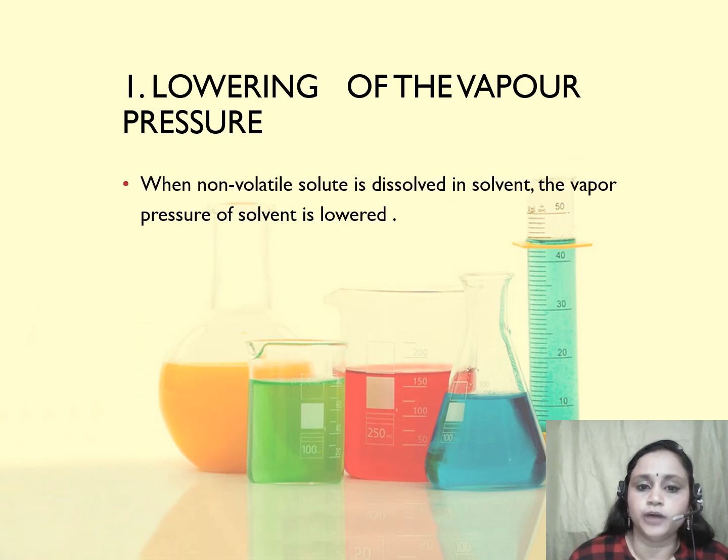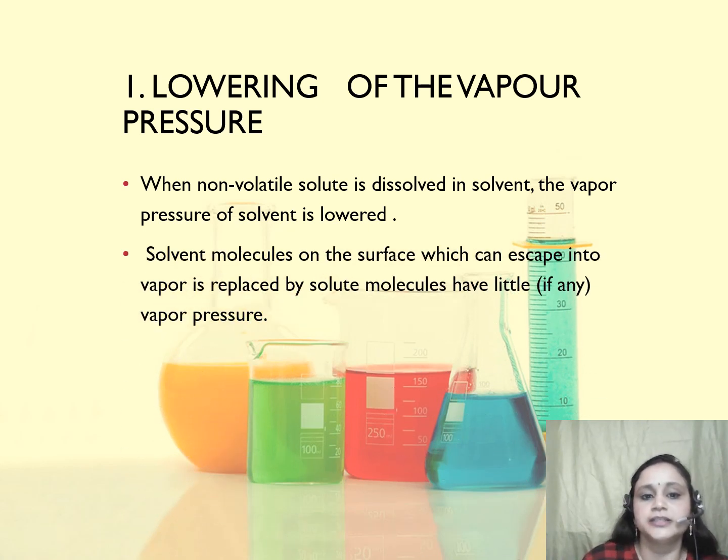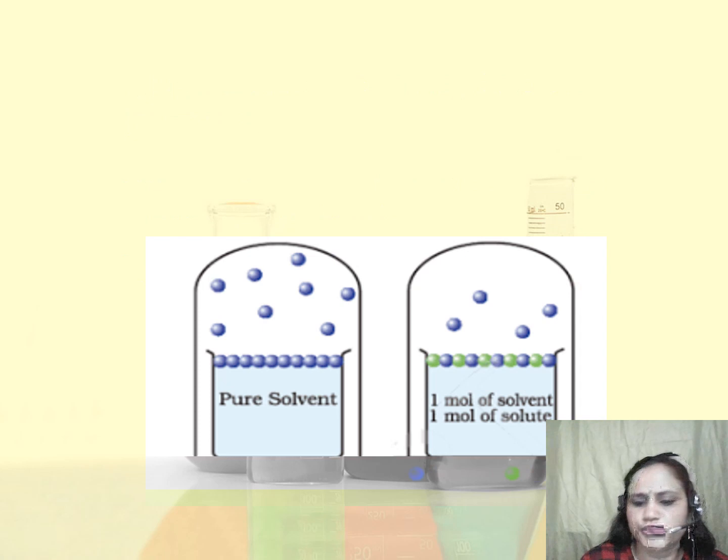Whenever we add a non-volatile solute to a solvent, the vapor pressure is lowered. Just now I explained that each solution has a vapor pressure and it depends upon its surface area. So when a non-volatile solute is added, the surface is now occupied with non-volatile solute. Thus, the molecules which were escaping into the atmosphere, which were only of the solvent, are now replaced by some solute molecules which do not have any vapor pressure.